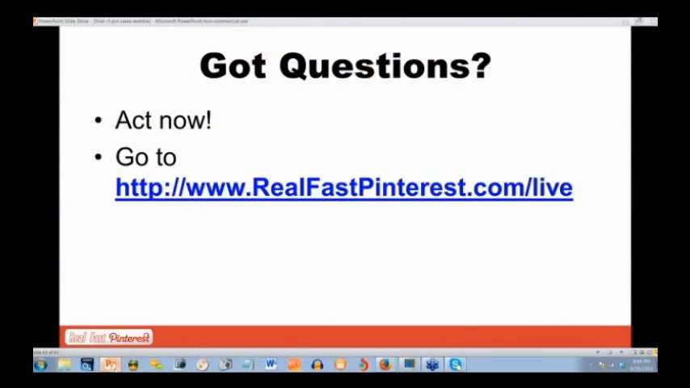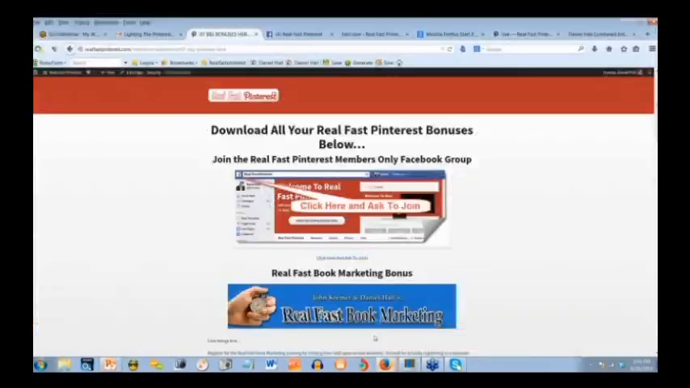You guys are going to love being on Pinterest once you know how to use it. It's so much fun to start seeing all the traffic coming and playing around and testing different graphics and seeing which ones work and which ones don't. And you get immediate feedback from Pinterest. You know, people pin or they don't pin.